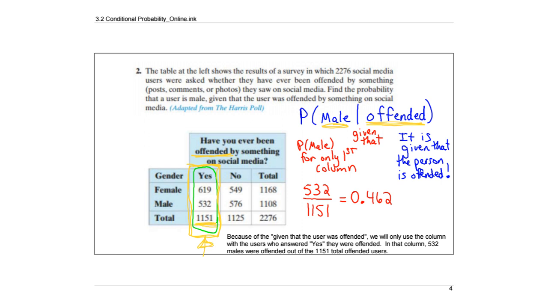So I know that I'm going to use this column of people who were offended. Therefore, I know that the total on the bottom is going to be 1,151. And I want to know the males out of, so 1,151 are all the people that were offended, and I want my numerator to be the males. So that would be the 532. Put that in my calculator, and I see that the probability that the user is a male, given that the user was offended, is 0.462.